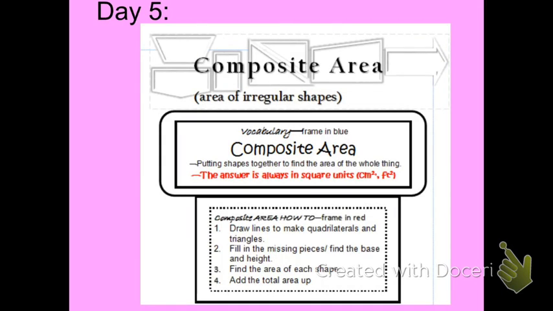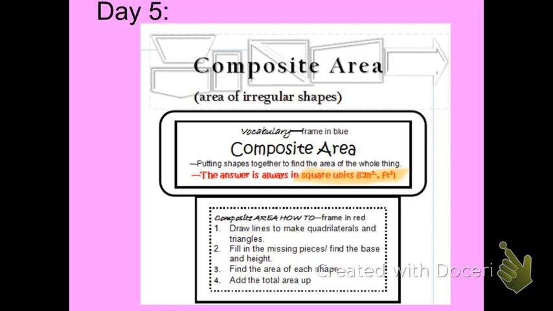All right, so we've been talking about composite area. We did some stuff with it yesterday. And composite area, remember, that's just when we put some shapes together and then we find the area of the whole thing. So your definition that you have on here says, putting shapes together to find the area of the whole thing. The area is still in square units. You might want to mark that in case you forget.